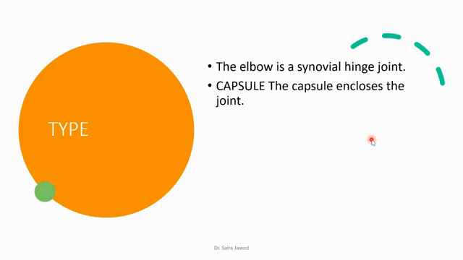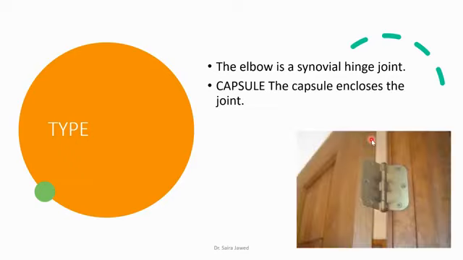The elbow joint is a synovial variety of joint and it is a hinge joint. What is a hinge? A hinge is the structure present in a door which helps in the opening and closing of the door. So there are two movements in the door, same as in the elbow joint. Therefore, it is known as a hinge variety of joint. And it is lined by a connective tissue capsule. Clear up till now?